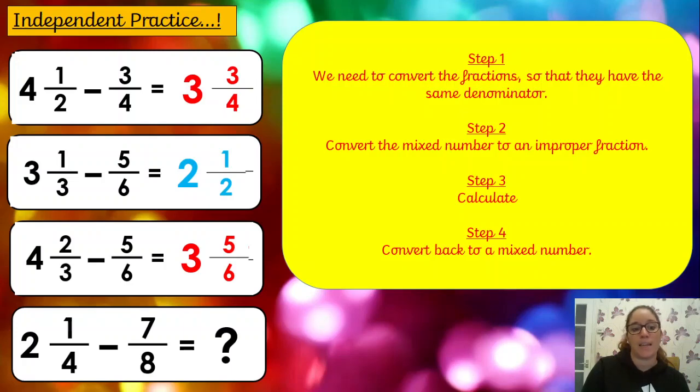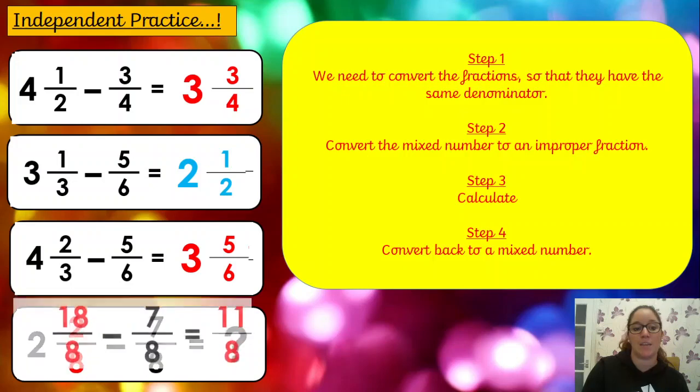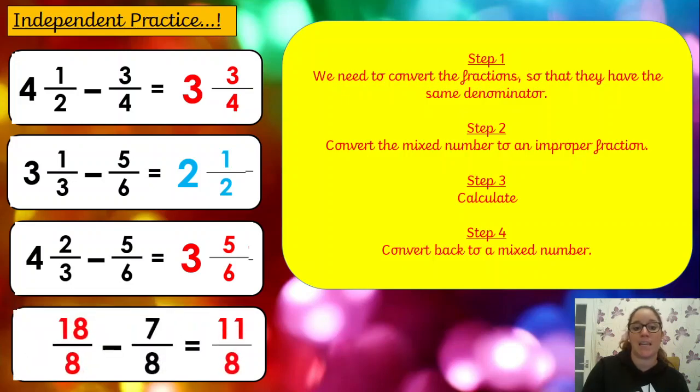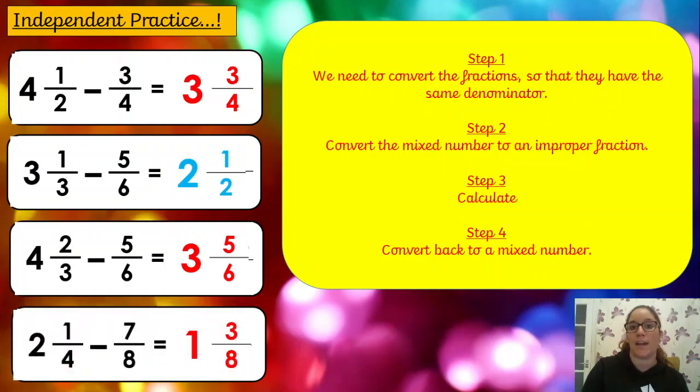And then lastly, we've got 2 1/4, take away 7/8. Step 1, convert the denominators. Step 2, change it to an improper fraction. So 8 times 2 is 16, plus the 2 is 18. 18 take away 7/8 is 11/8. 11 divided by 8, or how many groups of 8 go into 11? It's 1 3/8.